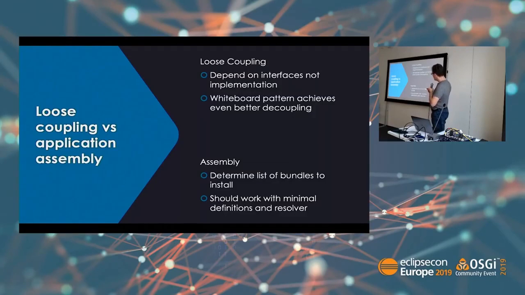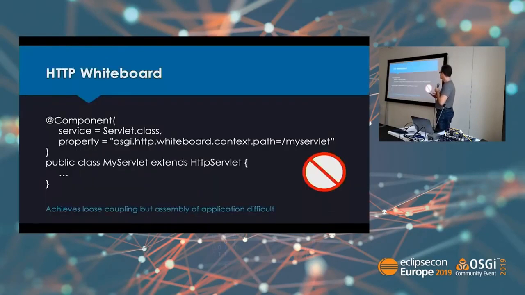On the assembly side, we have the requirements of someone who does operations or assembly. They have to determine a list of bundles to bring up, and that with minimal definitions. Because if you have too much metadata to define how to bring up your application, it will also be kind of unstable. When you make changes, you will often have to change the assembly too. So ideally, you want as few things defined at assembly time as possible, and still it should be easy to determine your full list of bundles.